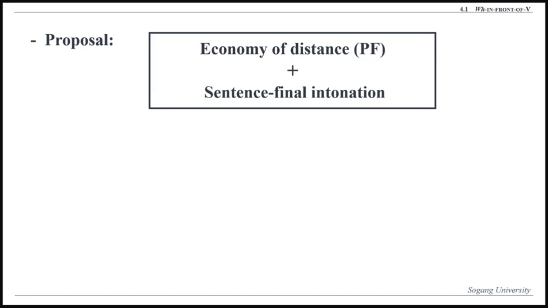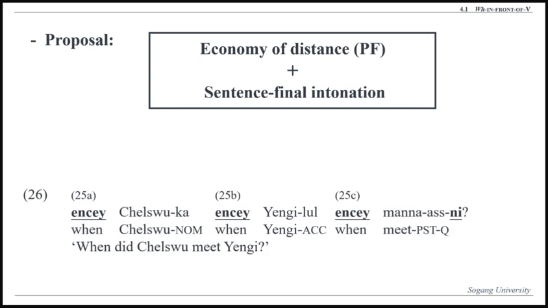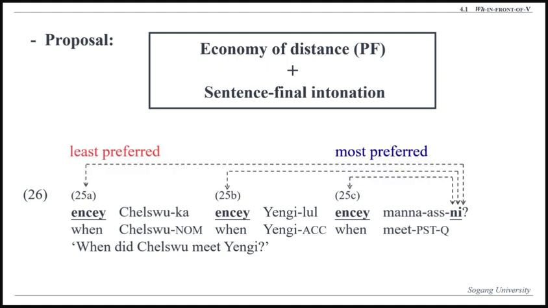Therefore, our proposal for the property of WH in front of V is that both economy of distance at PF and the realization of sentence final intonation for the WH question must be considered together. And as illustrated in 26, repeated from 25, if the WH element and Q marker agree in the closest distance at PF, then it becomes the most preferred WH question.